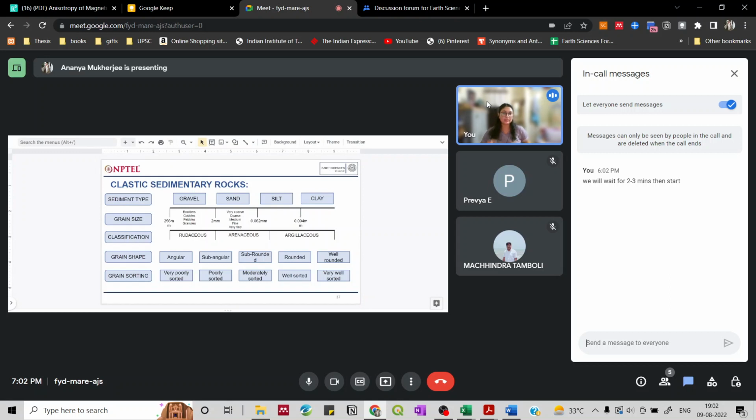Grain sorting means the amount of different sediment types that are found. Okay, if you find gravel, sand, and silt, it is poorly sorted. But if you find only sand-sized sediments over there, then you can say that it is well sorted or very well sorted. Okay, so this is how we classify clastic sedimentary rocks.